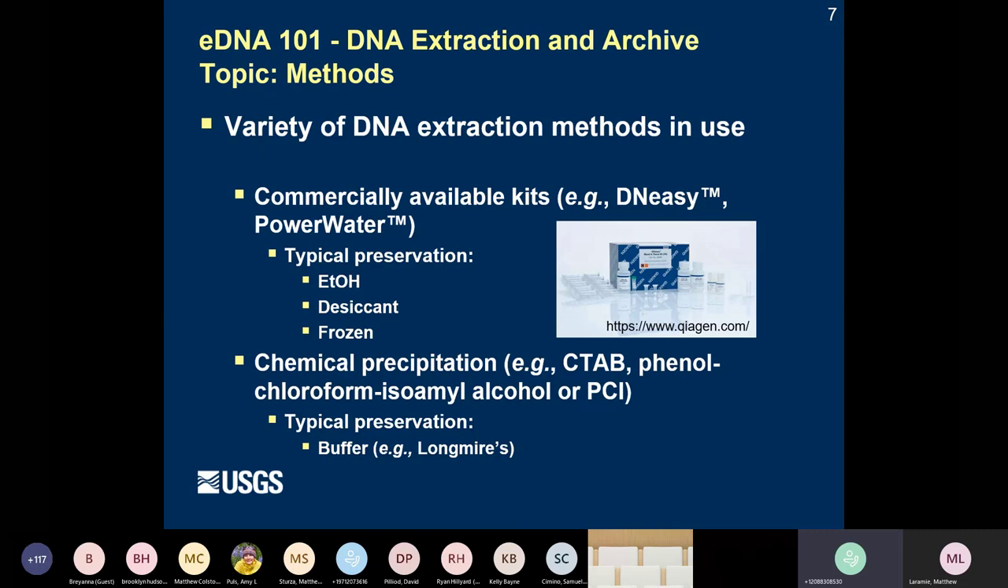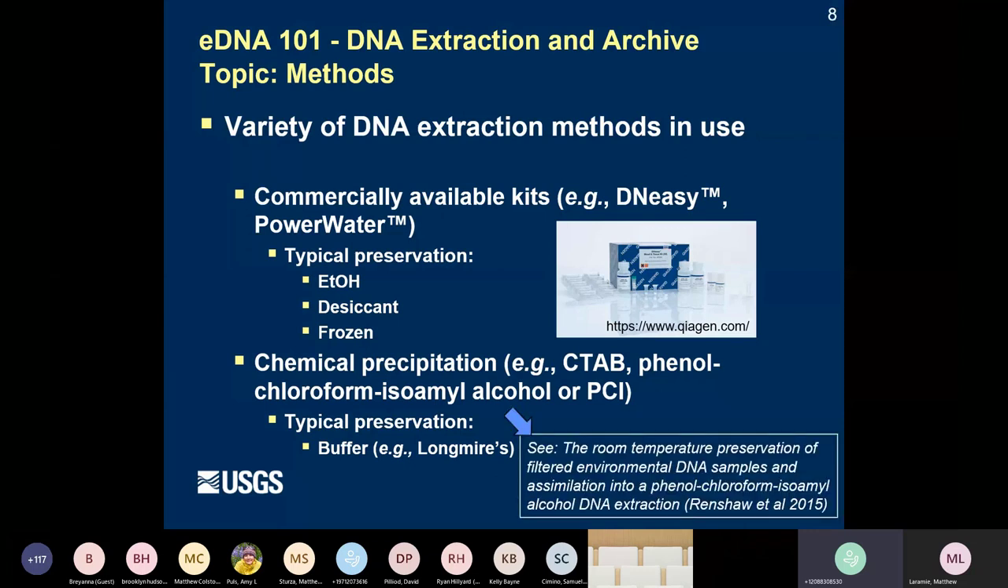And these kits tend to work really well for samples that were initially preserved by ethanol or by desiccation, such as in silica beads, also by freezing. There's also some chemical formulations that can be used as precipitation methods, and that includes things like CTAB and phenol-chloroform. These methods work really well for samples that are initially preserved by a buffer solution, and in fact have some advantages when they're used with Longmire's buffer solution. They also have some advantages of being quite a bit cheaper than commercial kits. And one of the downsides I might add, though, is that they also involve some acutely toxic chemicals.